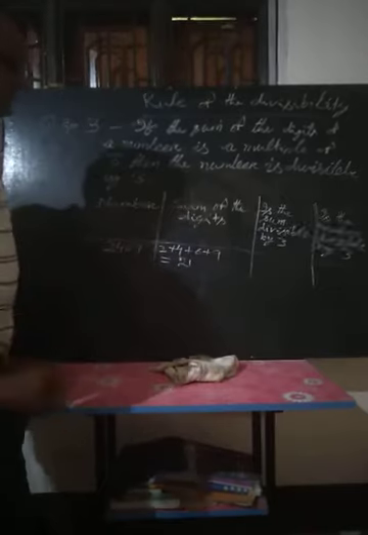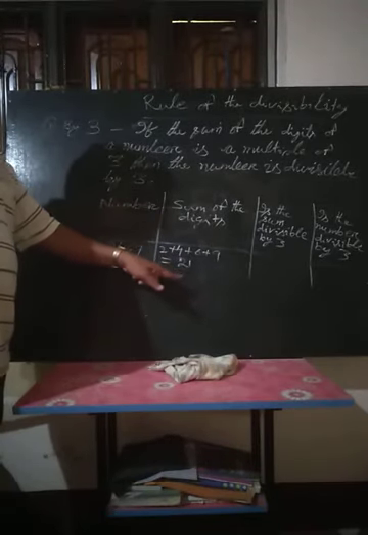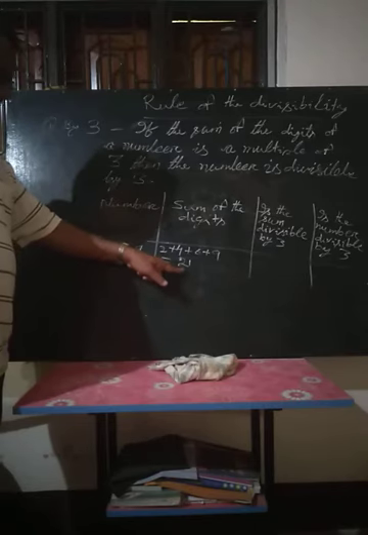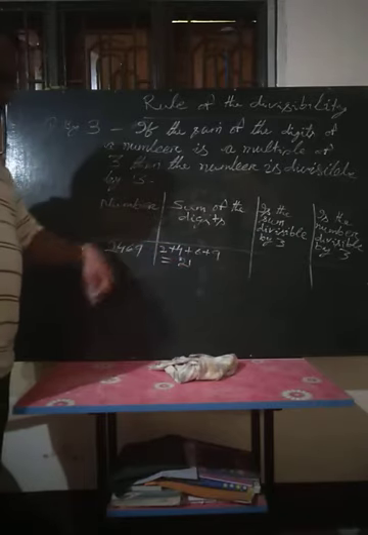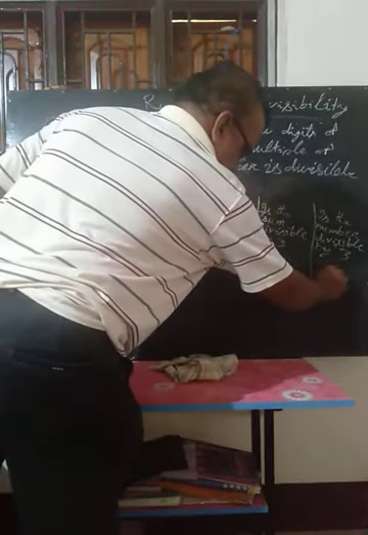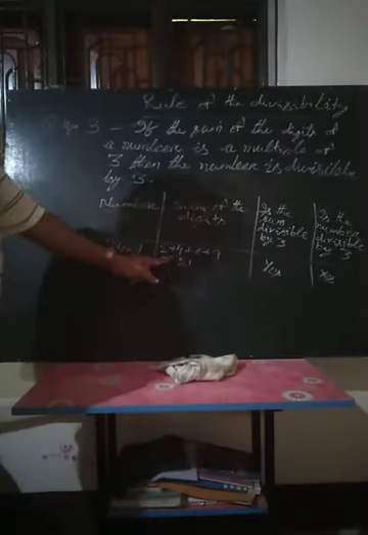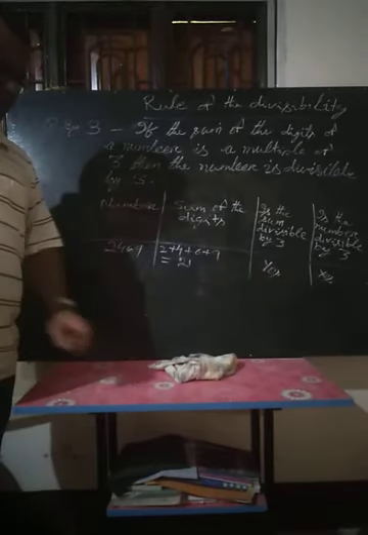If it is a greater number, the sum will be a greater number, then we can find again the sum of the digits of this sum. Suppose here we can test it. The sum of the digits of this sum is 1 plus 2, 3, so it is divisible by 3. The sum is divisible by 3, yes, then the number is divisible by 3. If the sum is not divisible by 3, then the number will not be divisible by 3.